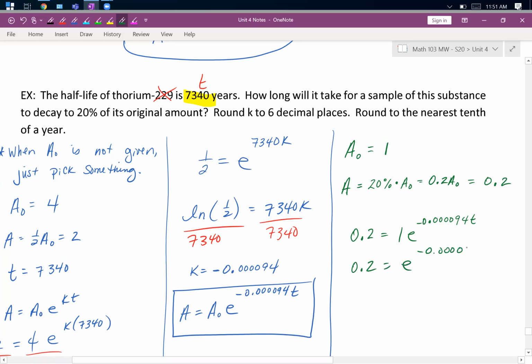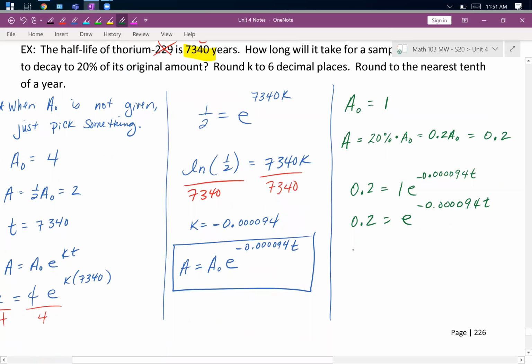You're not wrong at all. I just think, personally, this is a little bit easier. Our exponential is isolated. We're ready to rewrite it in logarithmic notation. Natural log of 2/10 equals negative 0.000094t. And then we divide.